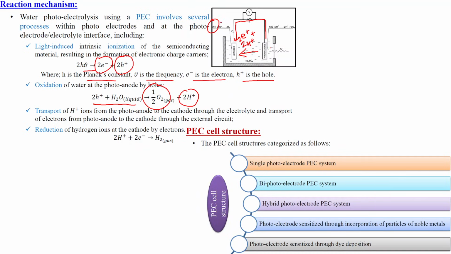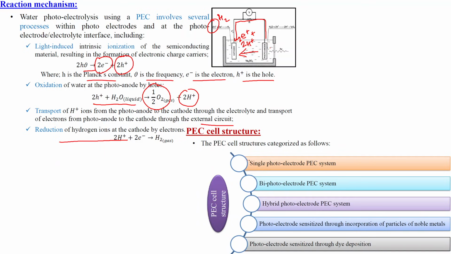Here at the cathode, the electrons and protons combine, and the protons get reduced to produce elemental hydrogen. Okay, so transport of hydrogen ions from the photoanode to the cathode through the electrolyte, and transport of electrons from the photoanode to the cathode through the external circuit takes place, and the reduction of the hydrogen ion at the cathode by electrons takes place, producing elemental hydrogen gas.